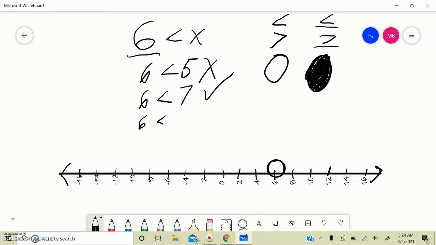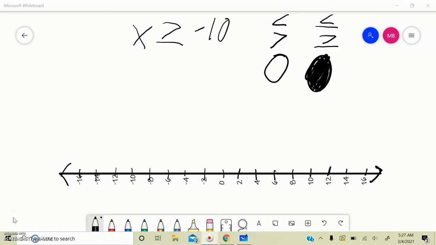6 is less than 10. I started to get an inkling of which way my line is going to go. So I'm going to see, is 6 less than 10? Does that statement work? Yes. So that tells me exactly which way my line is going to go. And that is how I'm going to graph that line.